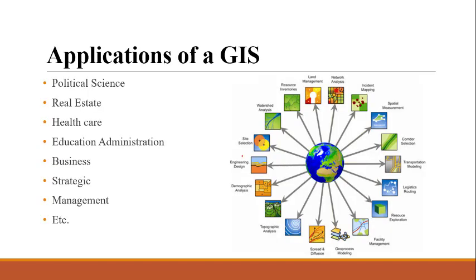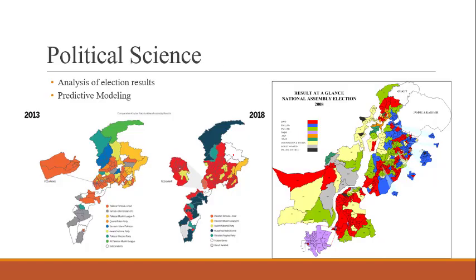Applications of GIS. Now we will see the applications of GIS. It can be used for political purposes, for real estate, for healthcare, or in education, administration, businesses, strategic management, etc. Here, every field is given. In every field, GIS can be utilized for different purposes and projects.